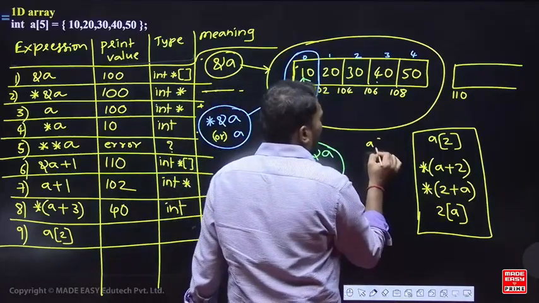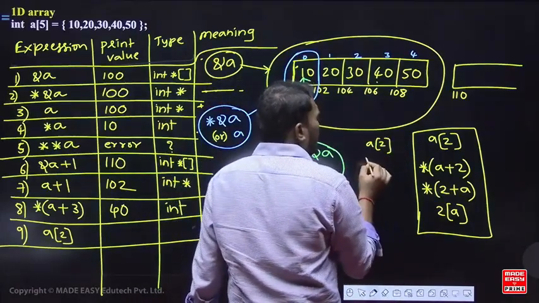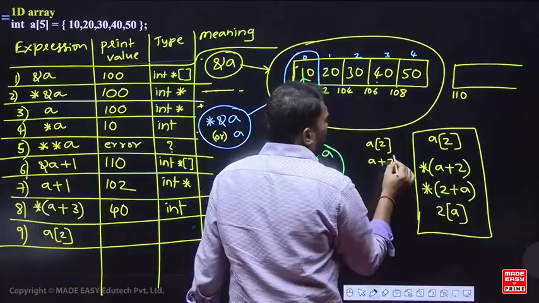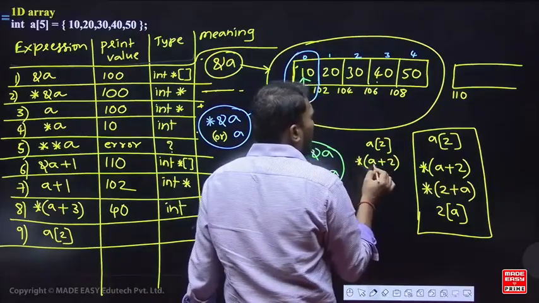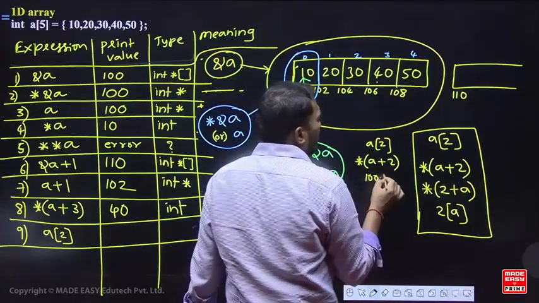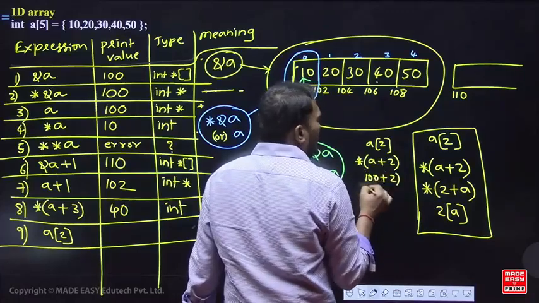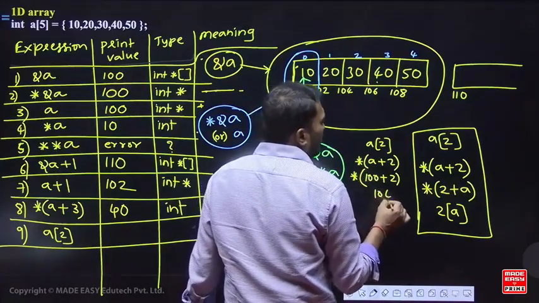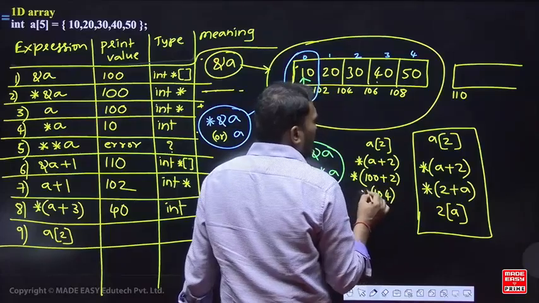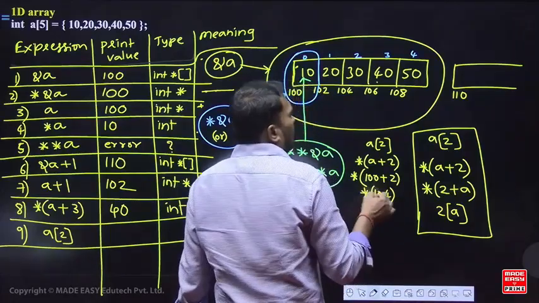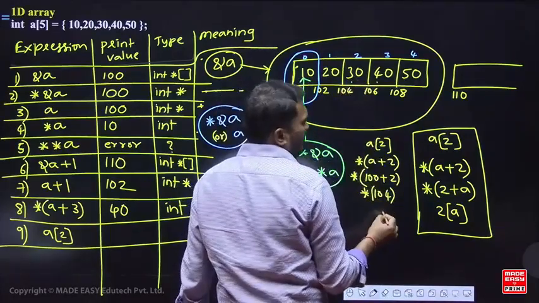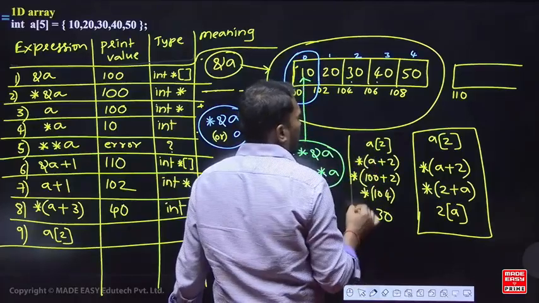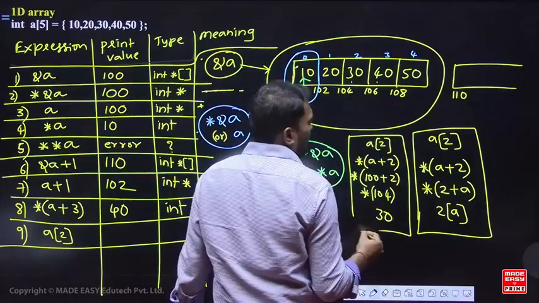Same thing, look at here. I am writing here a of 2 will be evaluated as a plus 2 whole star. So a means the base address of the 0th element of the array. A plus 2 gives 104. Apply whole star to 104: value at the location 104. How much is that? 30. So this is the meaning of this.